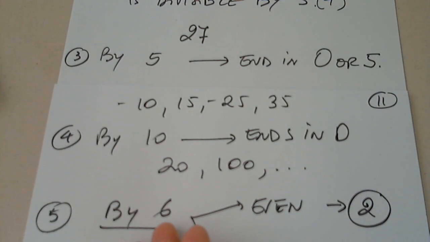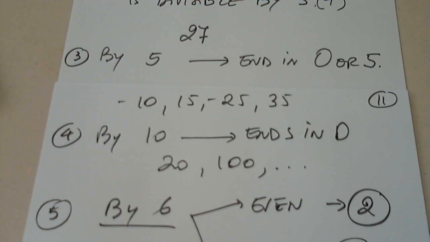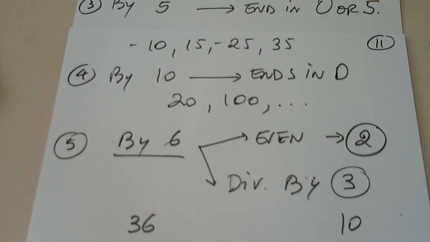So obviously it has to be an even number. In addition to being an even number, it has to be divisible by 3. Not all even numbers are divisible by 3. 10 is divisible by 2, but not by 3. So let's say 36. 36 is divisible by 2 and is divisible by 3. So therefore it is divisible by 6. So again, a number is divisible by 6 if it's divisible by 2 and 3.